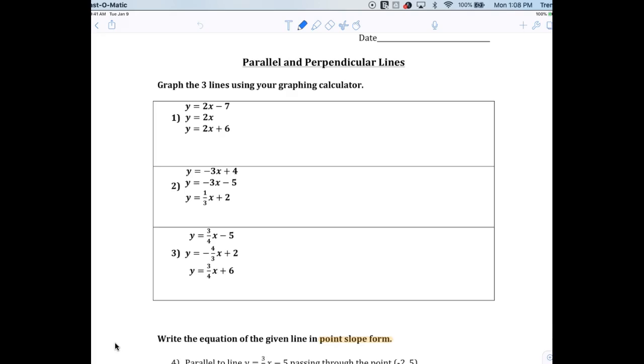All right? So what we're going to do is make the screen square by hitting zoom, and then there's a square button. Hit zoom square. That's what you're doing. And once you hit the zoom square, now do the lines look perpendicular? Yes, the lines are perpendicular. 2 of the lines are parallel, and then 1 line is perpendicular to both of those parallel lines.